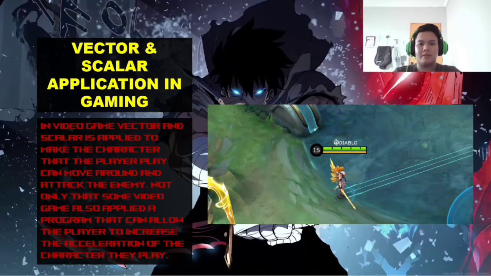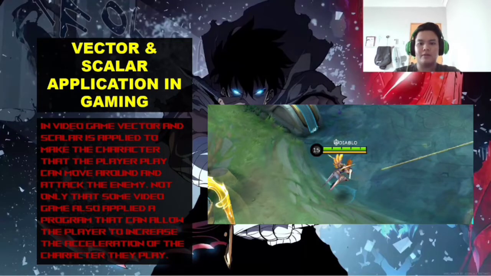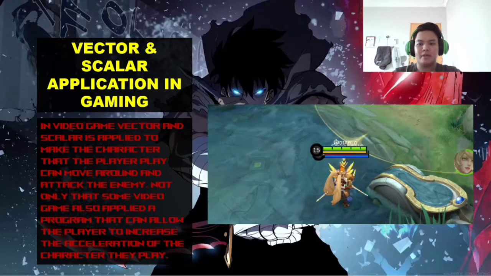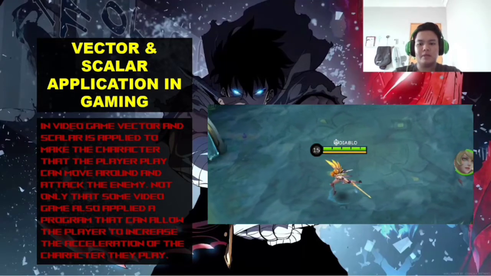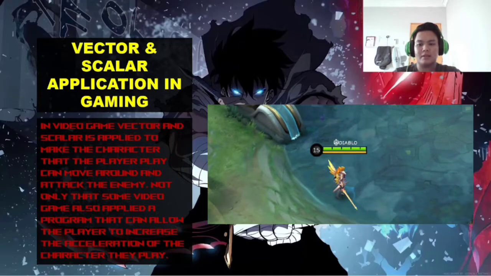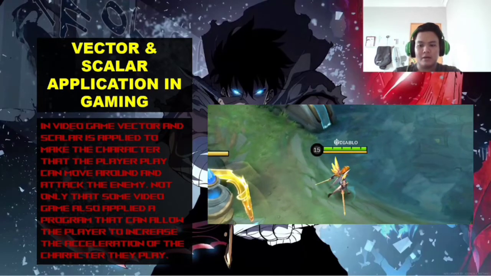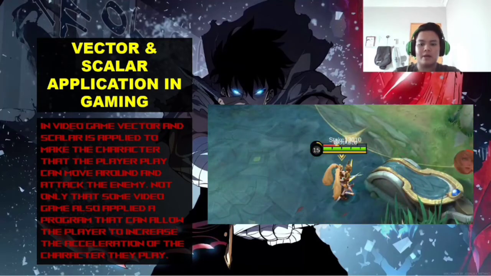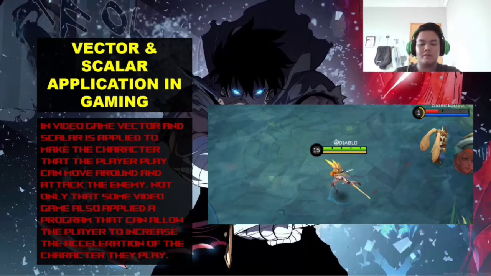Vector and scalar application in gaming. In video games, vector and scalar are applied to make the character that the player controls move around and attack the enemy. Not only that, some video games also apply a program that allows the player to increase the acceleration of the character they play.